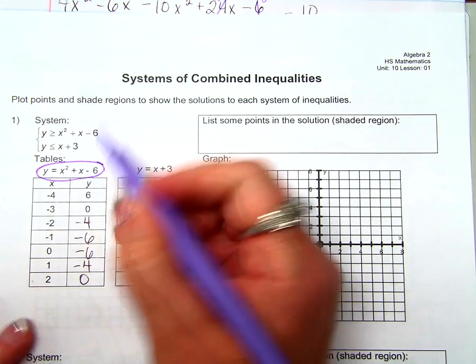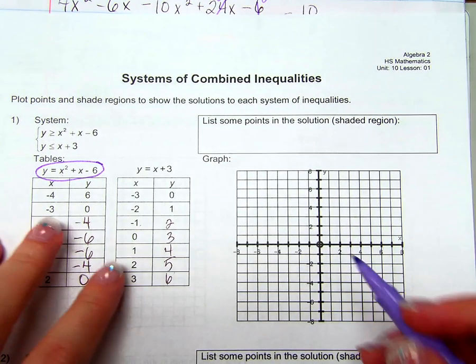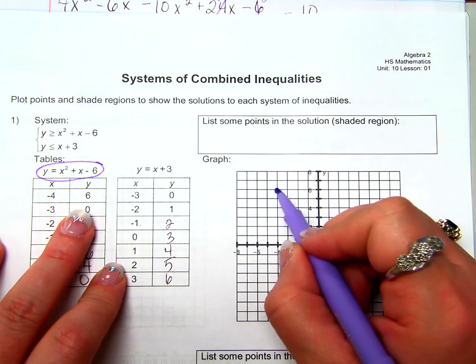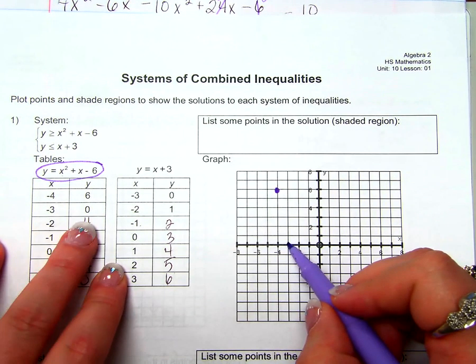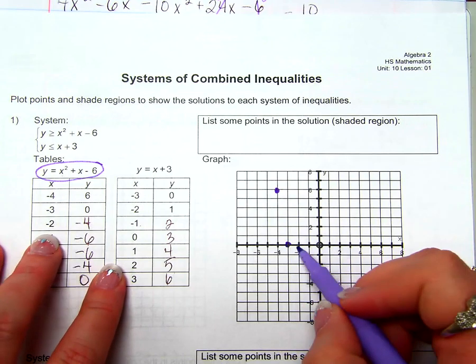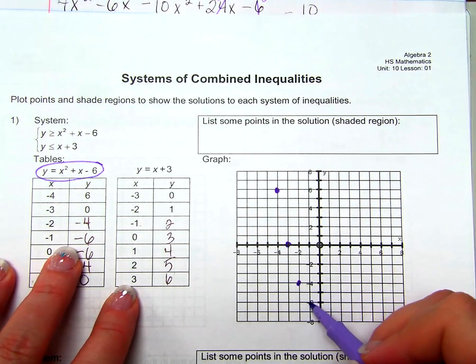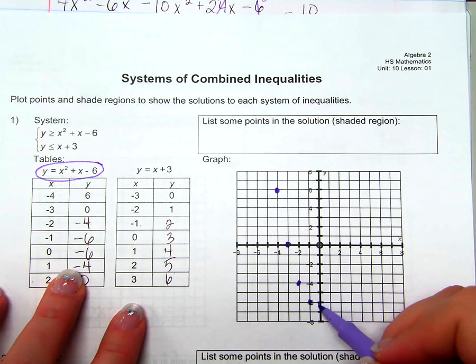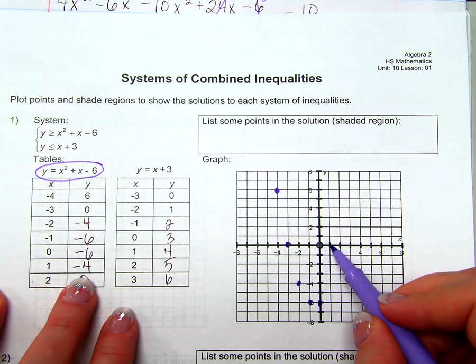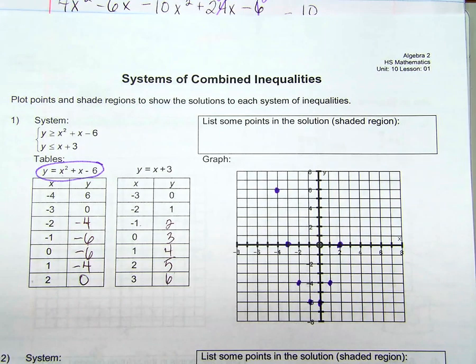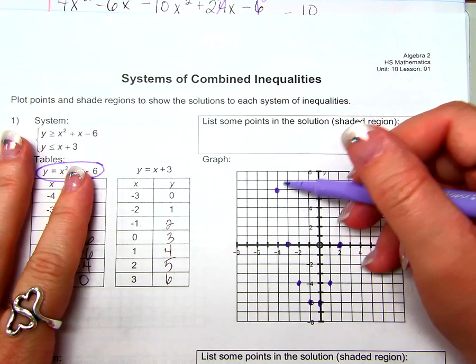I graph this first one in purple. -4, +6, -3, 0, negative 2, negative 4, negative 1, negative 6, 0, negative 6, and 1, negative 4, and 2, 0. Ooh, I almost connected the points.